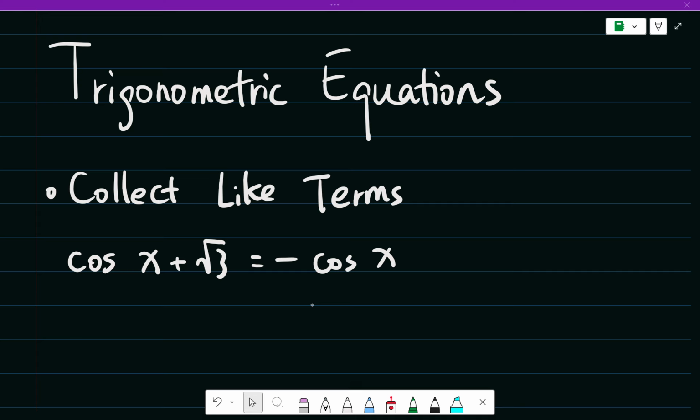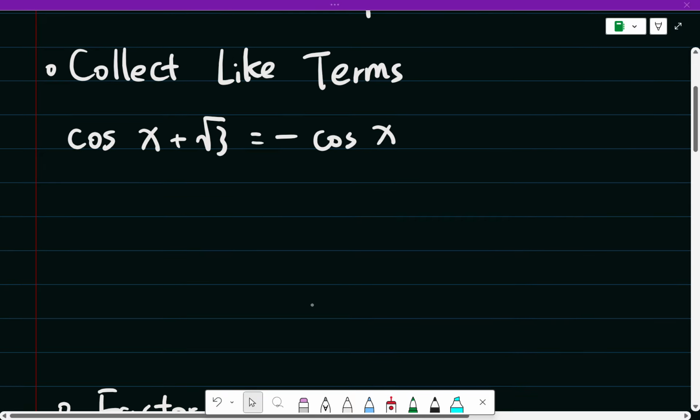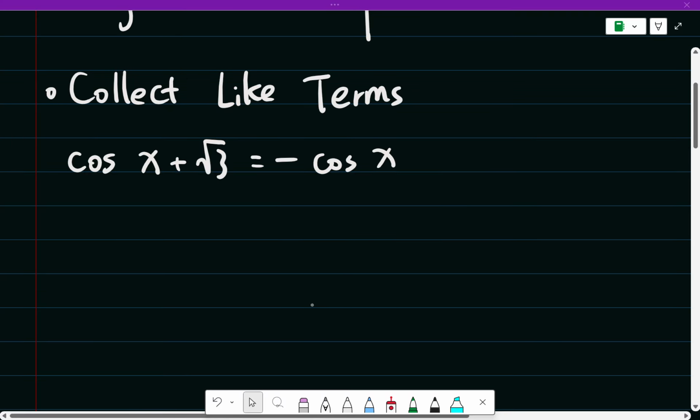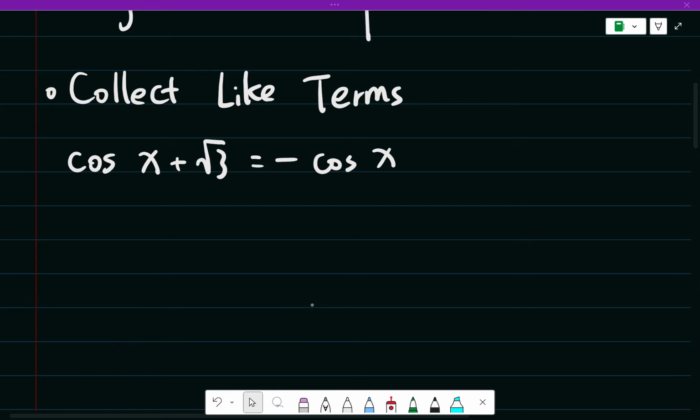Hi everyone, welcome back. In this video, we're going to talk about some strategies and techniques to approach trigonometric equations under different circumstances. The first type of question is collect like terms. So the first question we're going to deal with today is the following. Cosine x plus square root of 3 is equal to negative cosine x. So how do we approach this one?